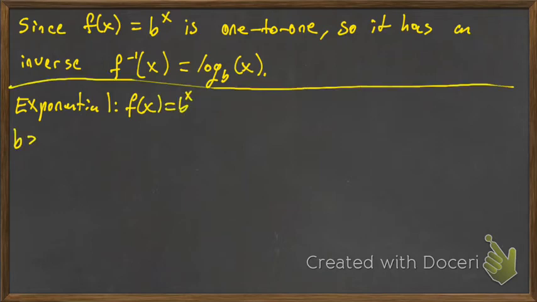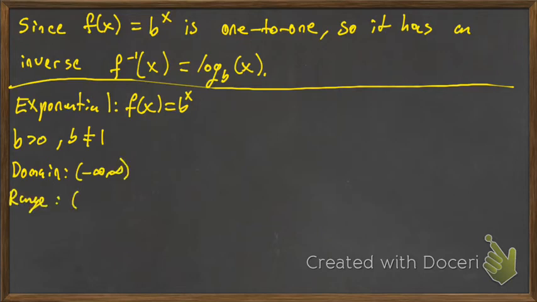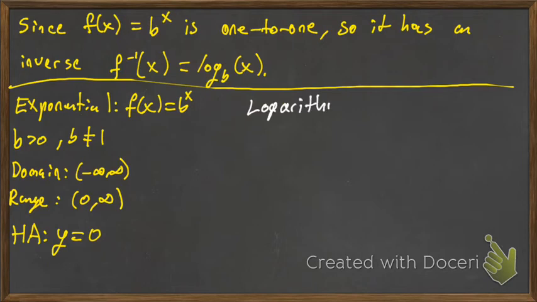So some stuff about it. b is greater than 0 and b is not 1. That's your base. Your domain is going to be all real numbers, and your range is going to be 0 to infinity. And it's going to have a horizontal asymptote of y equals 0. For your logarithm, f inverse of x is equal to log base b of x.